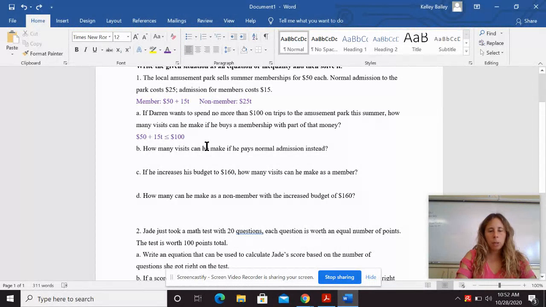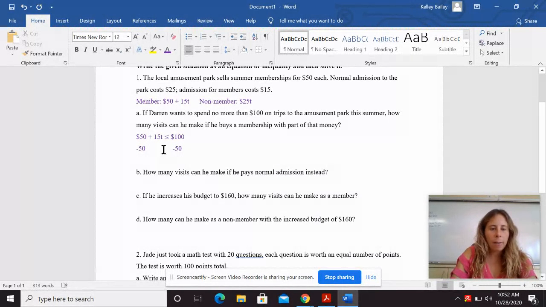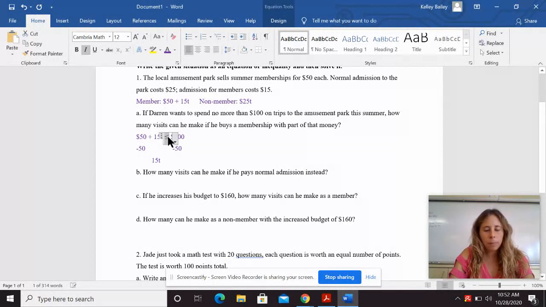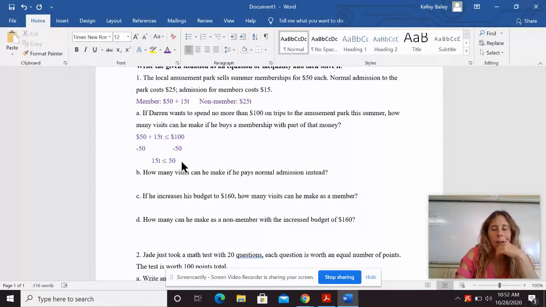So now we just solve it for T. All right, so you don't have to keep writing the dollar signs unless you want to. I'm going to subtract 50 from both sides. So then I'll have 50 minus 50 is 0. So all that's left on this side is 15T. And then I'm just going to copy it real quick. 15T is less than or equal to 100 minus 50.